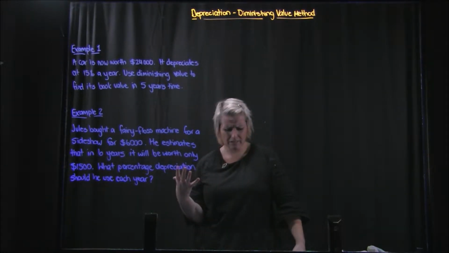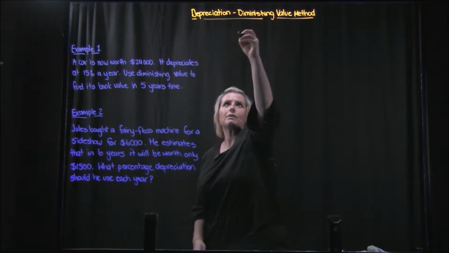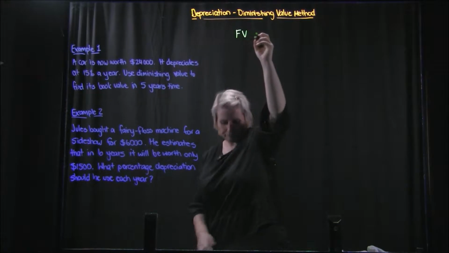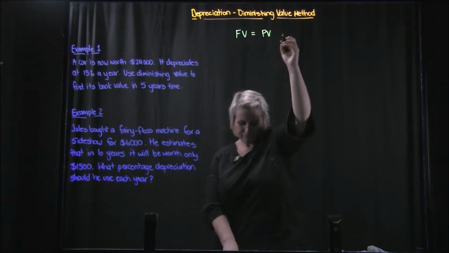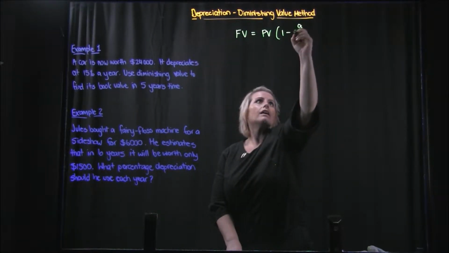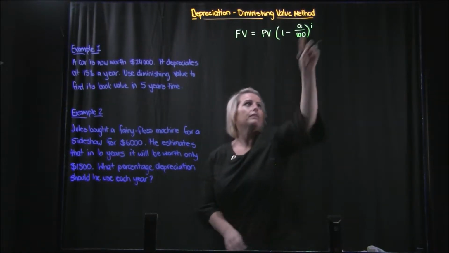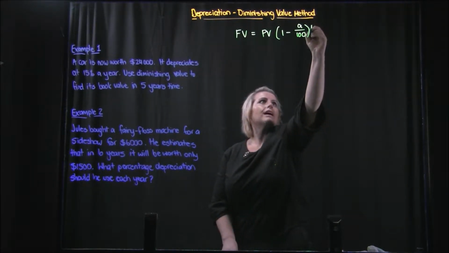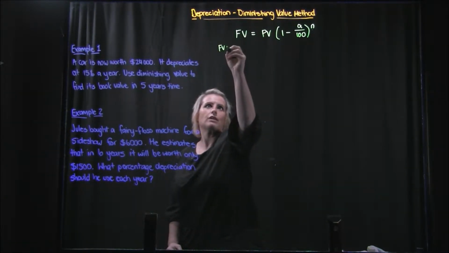And because of this, you will probably recognize the formula is very similar to one that we have used before: compound interest. FV equals PV times (1 minus A over 100) to the power of N. Okay, and so basically, let's have a look at what these all stand for.